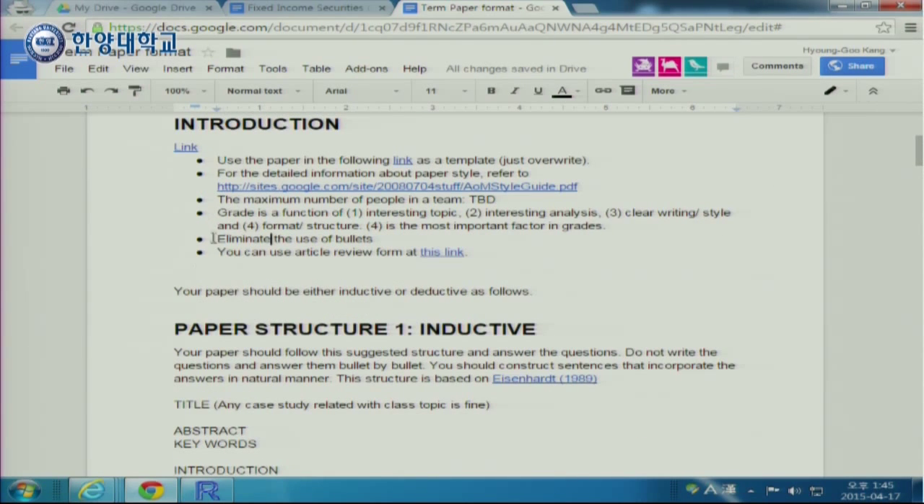Please don't write this way. This is a bullet, right? Put a dot, write text, put a dot, write text. So don't write things this way. Write in this way: essay and paragraph.